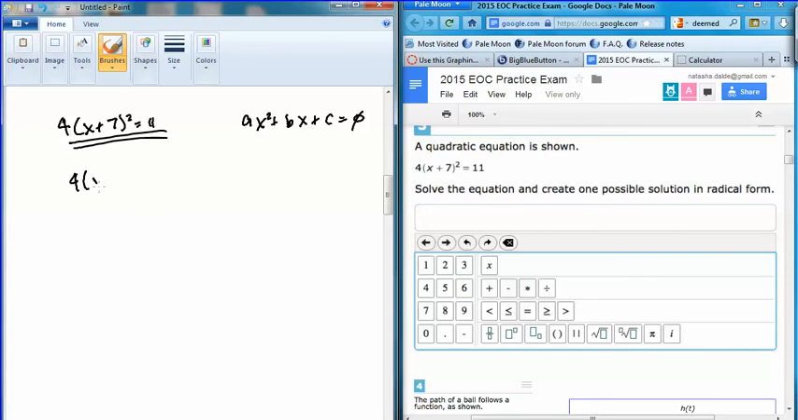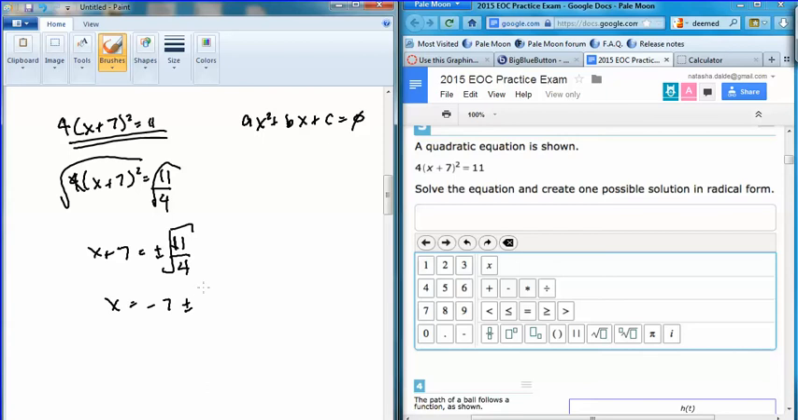Let's see, I've got 4x plus 7 squared equals 11. I'm going to get rid of that 4, so I'm going to divide by 4 on the other side. I'm going to get rid of that square, so I'm going to square root both sides. Now remember, when you square root both sides, don't forget the plus or minus. So that's plus or minus the square root of 11 over 4. Then I'm going to get rid of the plus 7. So that's simply x equals negative 7 plus or minus, I'm sorry, I forgot to put the radical, radical 11 over 4.